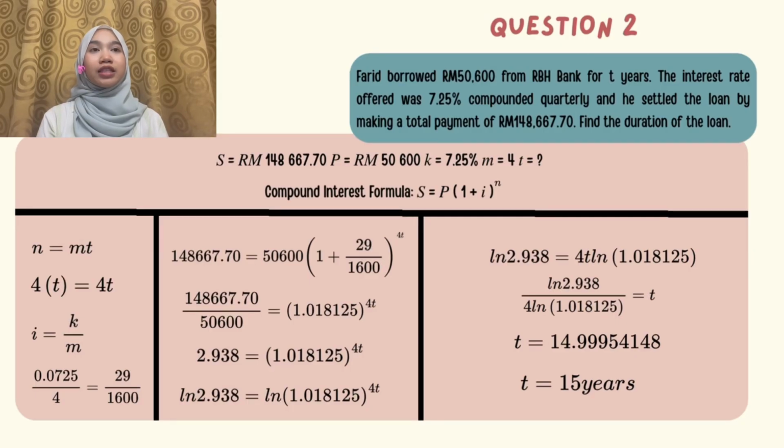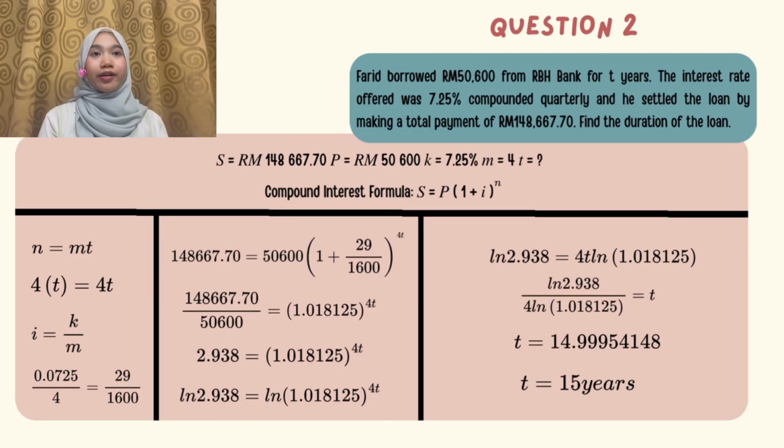Okay, I will read question 2. Farid borrowed RM50,600 from ABH Bank for 40 years. The interest rate offered was 7.35% compounded quarterly, and he settled the loan by making a total payment of RM148,667.7. Find the duration of the loan.